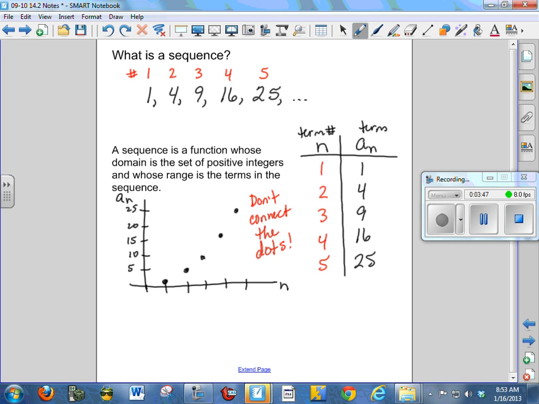Now I will say that sometimes we use 0 as our starting term number, and that's okay. So strictly I guess we should say it's non-negative integers. But for the most part we start with term number 1.